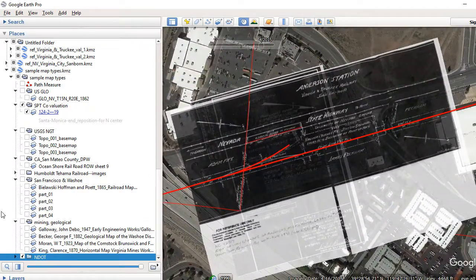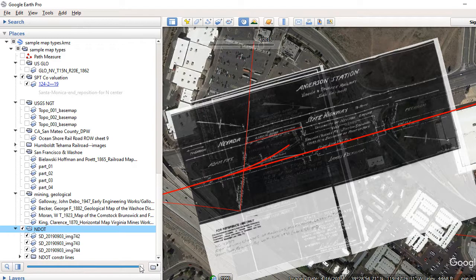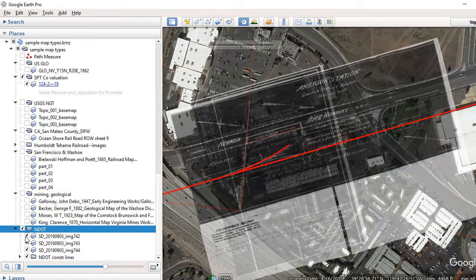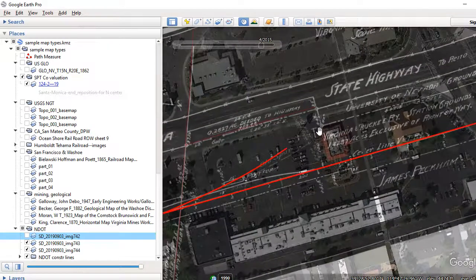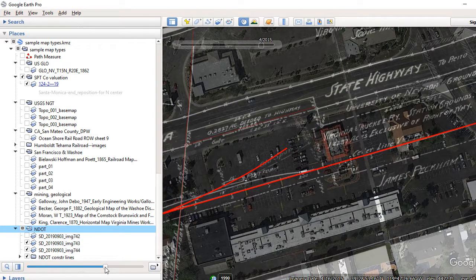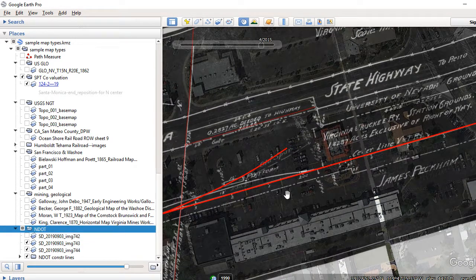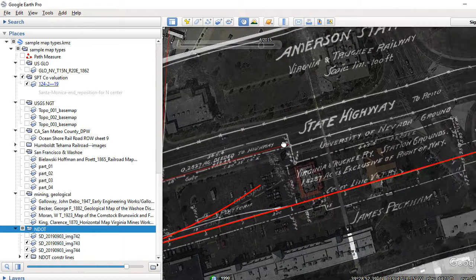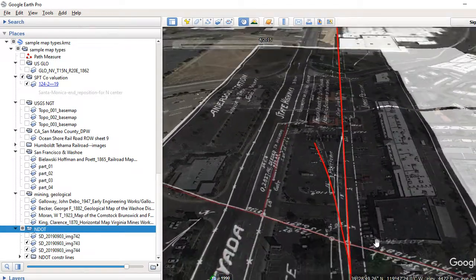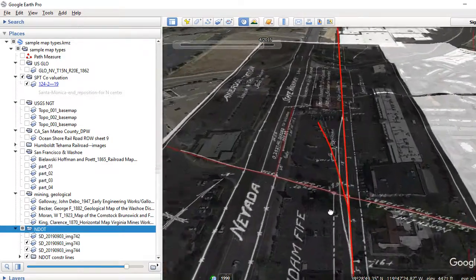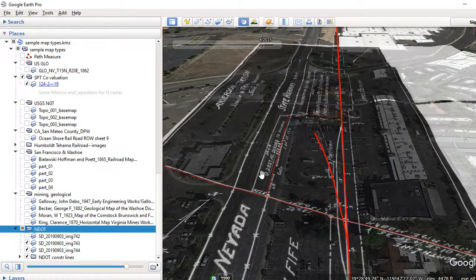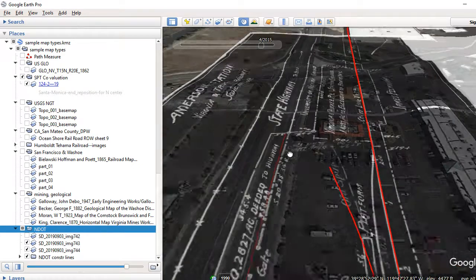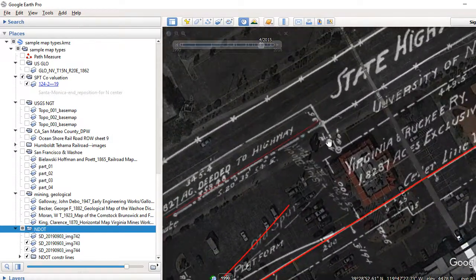So other resources, these are property maps from the NDOT library. I'm going to apply some fade to this, and I think turn off the first one. Too much fade. And you can see a little bit about the subsequent history of Virginia and Truckee's property. This tells you a little bit about the way that it turned into other stuff, in this case the highway.